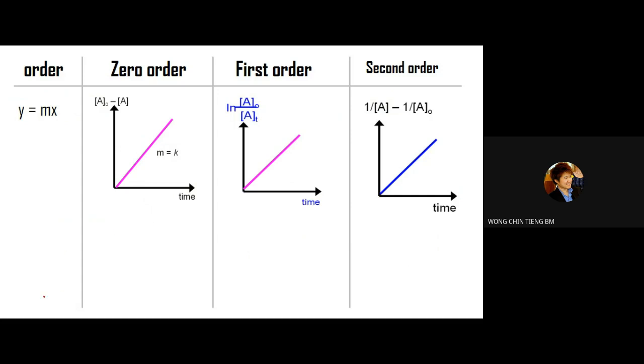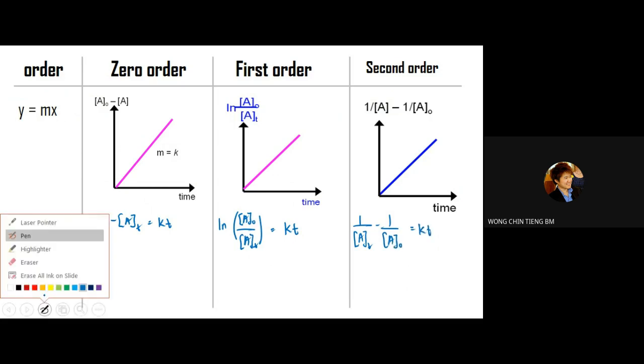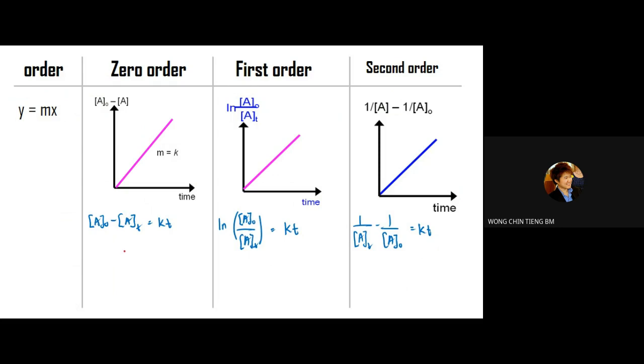Integrated. So, yang kita guna is actually this one. The entire integrated for the zero order is concentration naught minus concentration T equals to KT. This one, ln concentration A naught over concentration AT equals to KT. Yang ni, 1 over AT minus 1 over A naught equals to KT. Betul? And ladies and gentlemen, Y equals to MX.